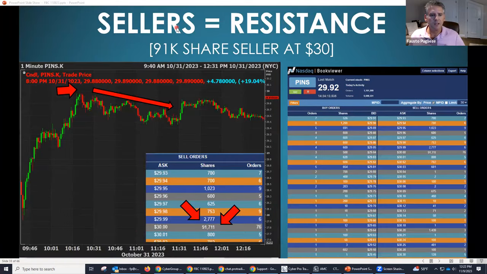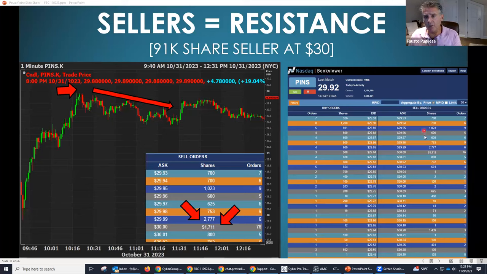Sellers. Sellers make resistance levels. Now, we're looking at a stock Pinterest. Stock started this morning, went from like $27, $27.70, decided to go all the way to $30 in less than 30 minutes. And then it decides it doesn't want to go anywhere. It just dies. Why did it die? Why after it got to this price and for the next, you know, hour, never want to get past 30? Well, it's kind of common sense. Sellers must have prevented it from going higher.